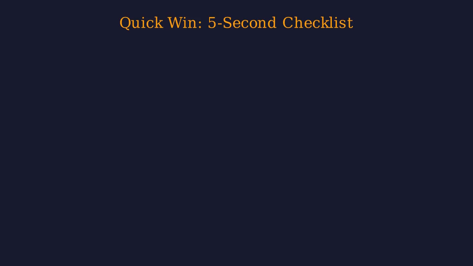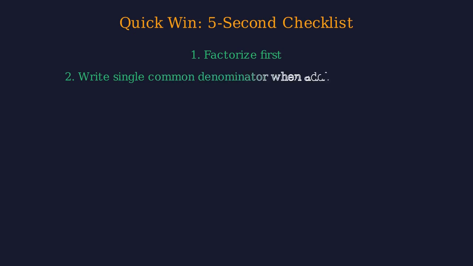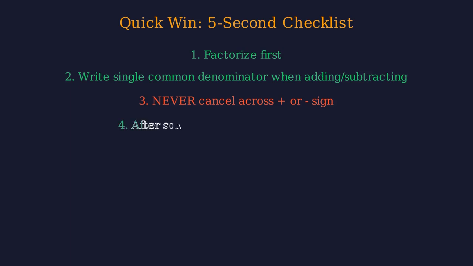The quick win, a 5-second checklist you can use right now. 1. Factorize first. 2. Write a single common denominator line when adding or subtracting fractions. 3. Never cancel across a plus or minus sign. 4. After solving, do the 10-second exclusion check. List values that would make any denominator 0 and make sure your final answer isn't one of them. If it is, reject it. Do these four things every time, and you'll stop losing the obvious marks.